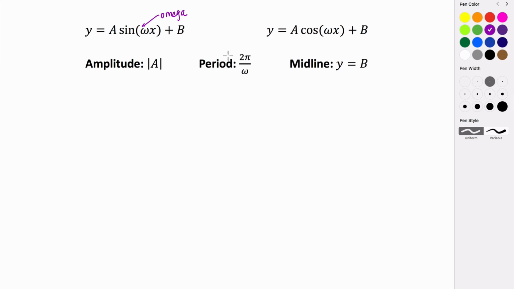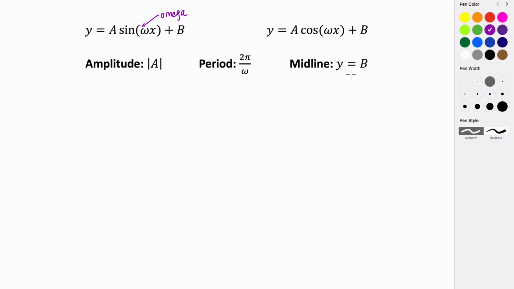The period is 2 pi, the normal period of the sine and cosine function, divided by omega. Essentially what omega tells us is how many cycles are going to happen in our sine and cosine function in 2 pi radians. In a normal sine curve, omega is 1, which means we complete one full cycle from 0 to 2 pi.